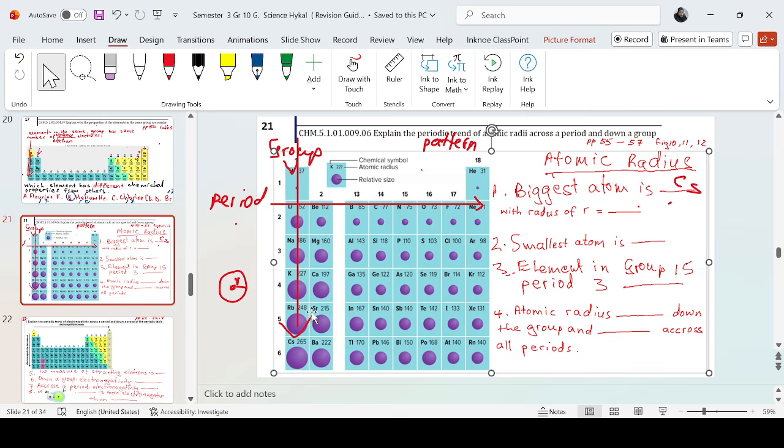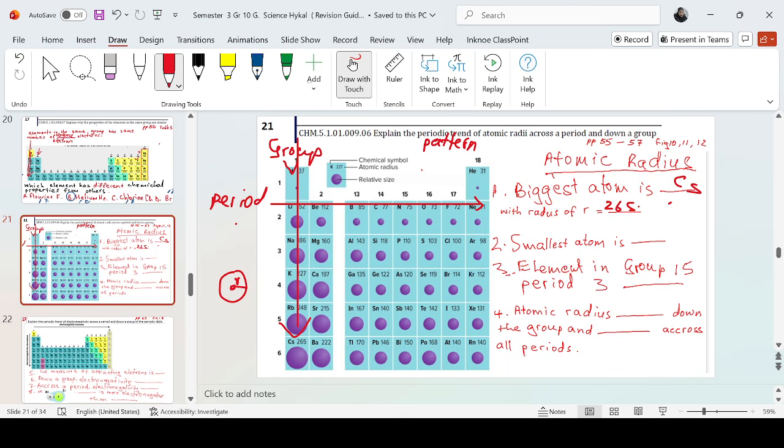Then what is the radius? This number, 2.65? Can you check? Let me zoom in. These numbers are showing the atomic radius. The radius is given in units, 265. Then we come here.